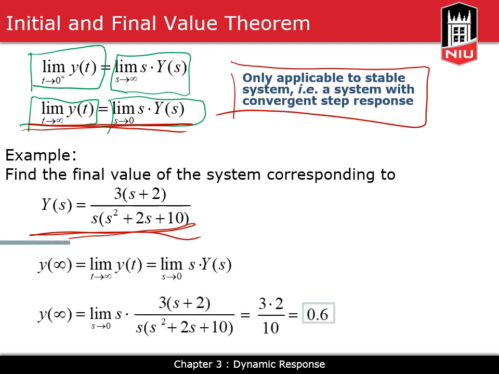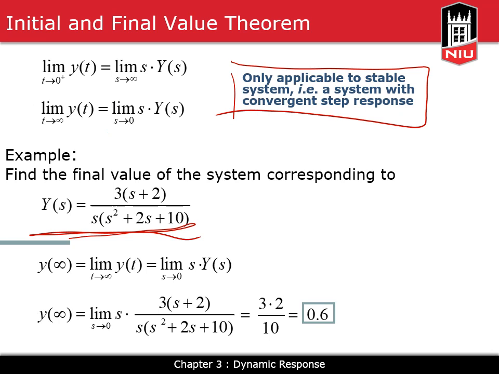So here, the final value can be obtained by multiplying y of s by s, and then letting s approach 0. Again, let me clear this right here and show you that this second equation is what matters for us the most. Final value theorem: s times y of s when s tends to 0 would give us the same thing as the final value of the function y of t.